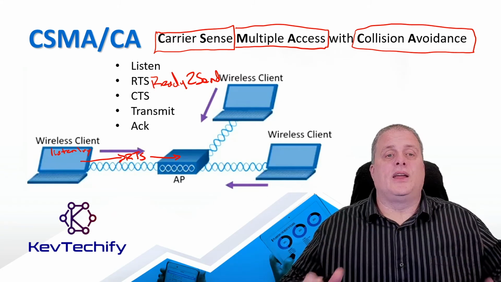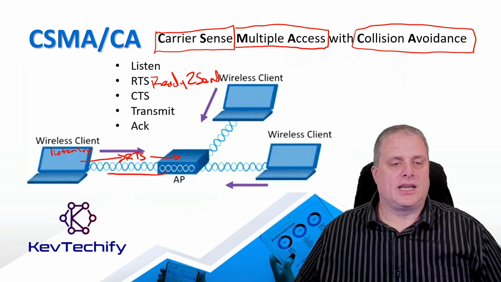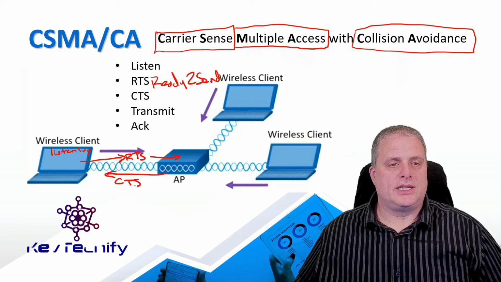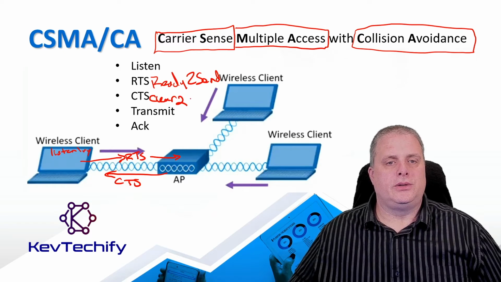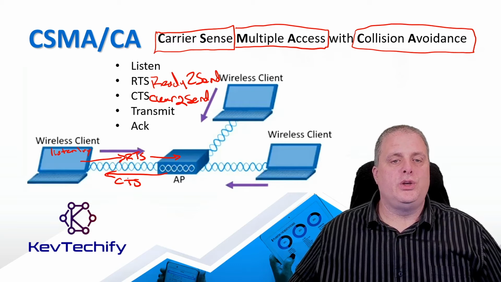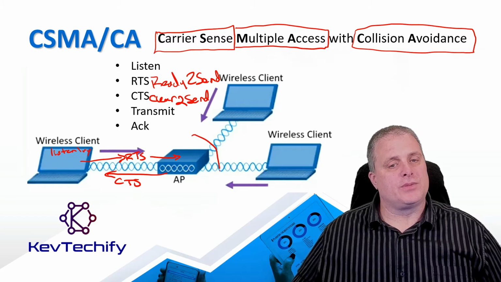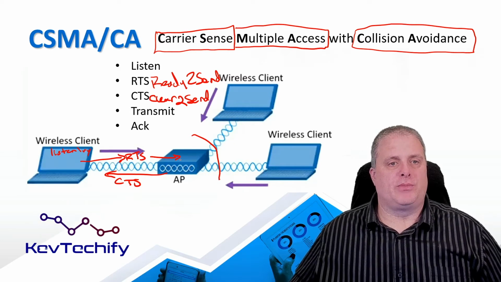If there's nobody else sending, what the access point does is it sends back a CTS. It sends back this CTS. CTS stands for clear to send. And basically the access point says, okay, nobody else is sending, you can send it. I'm also going to reserve and stop anybody else from sending. So that way I can get your message.